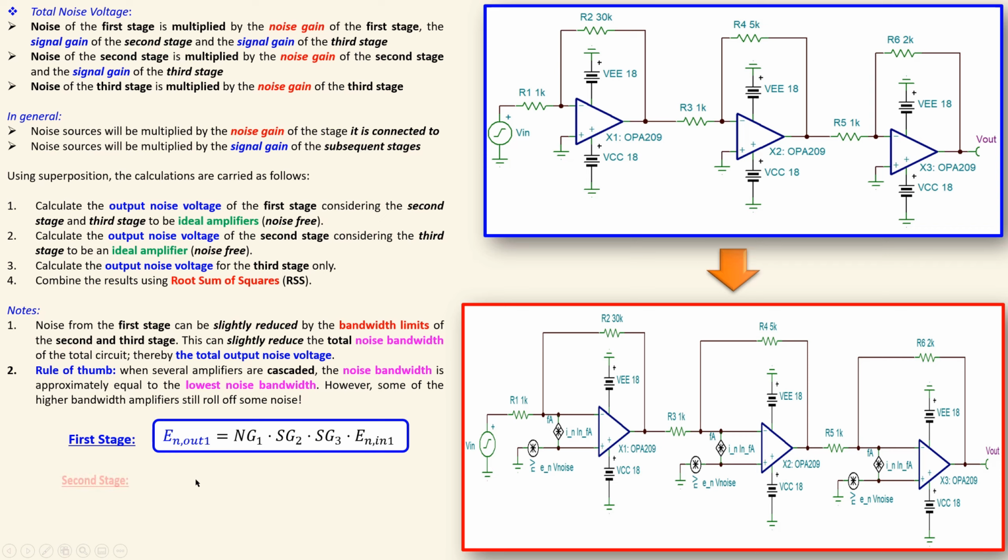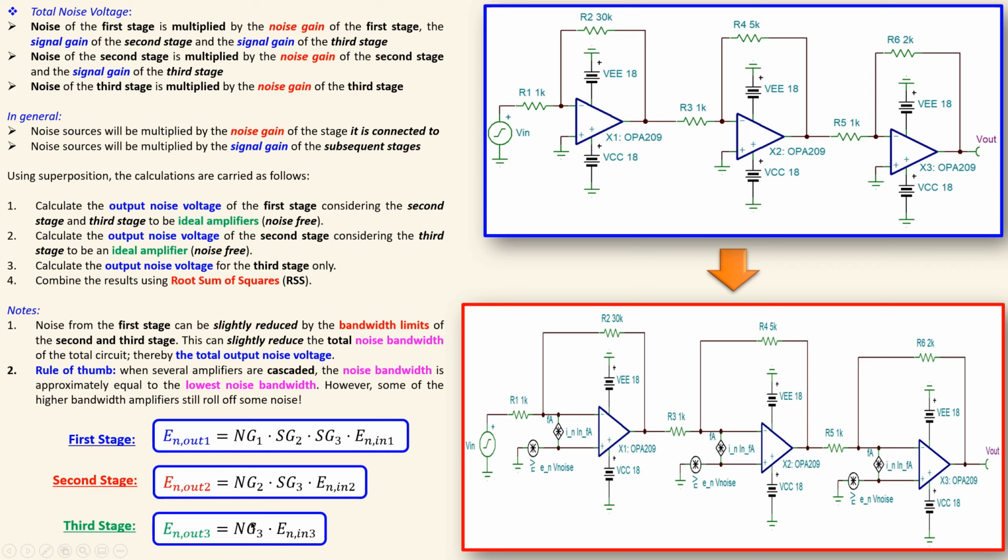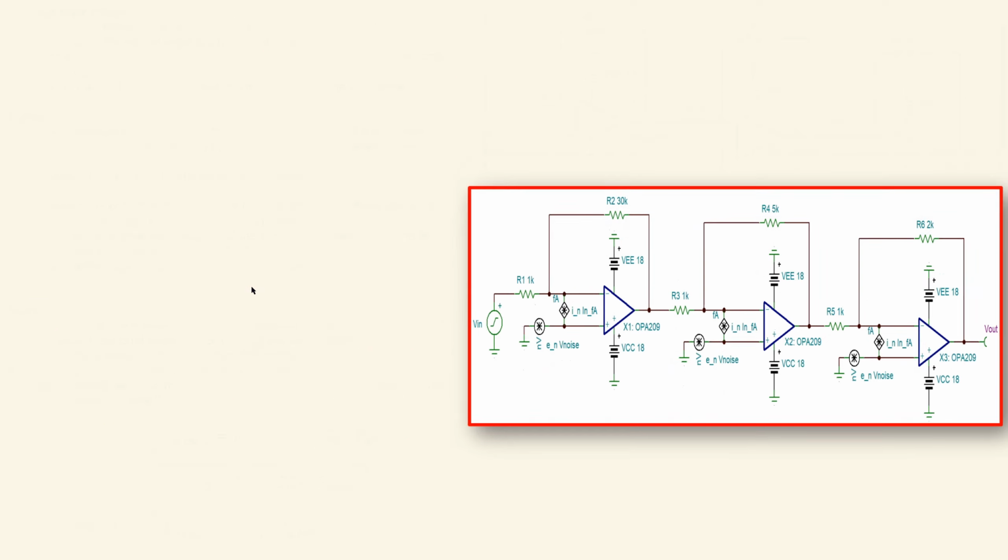Now, if you look at the second stage, it has only the noise gain of the second stage, but the signal gain of the third stage, and of course multiplied by the input referred RMS noise voltage of the second stage only. So you don't actually consider the first stage at all. Now, if you look at the third stage, it will be only the noise gain of the third stage times the input referred RMS noise voltage of the third stage. So those three values we need to calculate separately and add them up using root sum of squares. Okay, that will be done.